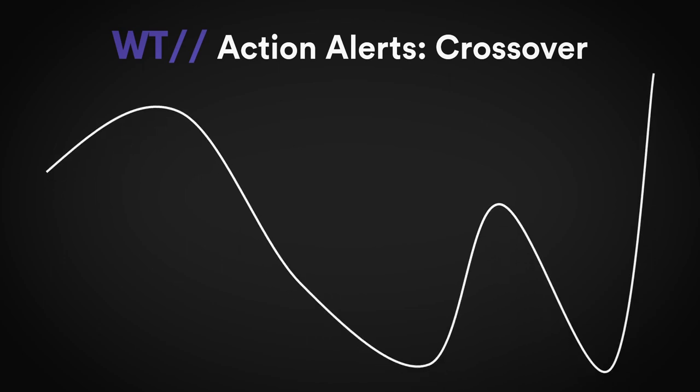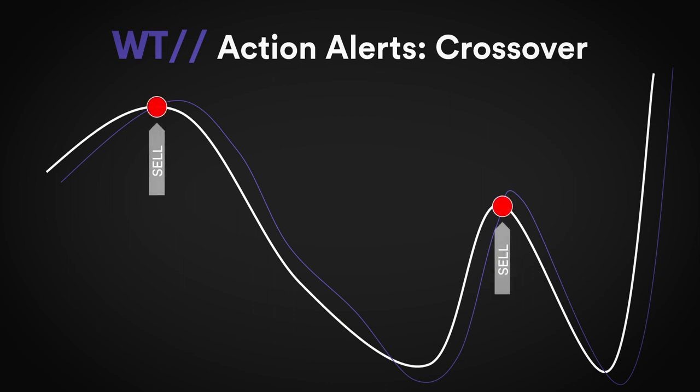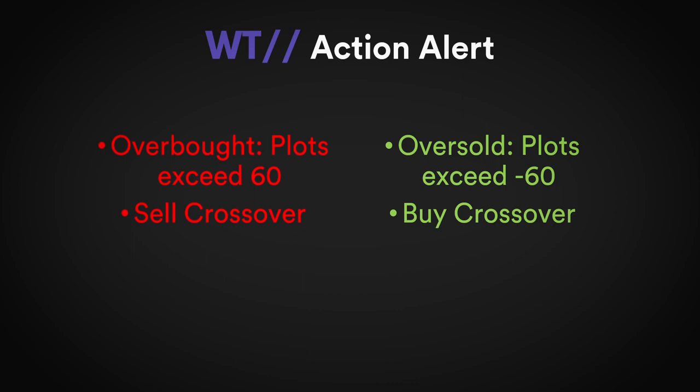And then your second action alert, your crossover. So here's your first line, here's your second line, and I'll discuss how these lines are generated in the next section. But here's your first line, here's your second line. You have your sell crossover, you have your buy crossover. Pretty simple stuff. Pair that with the overbought and oversold, you get buy and sell action alerts.